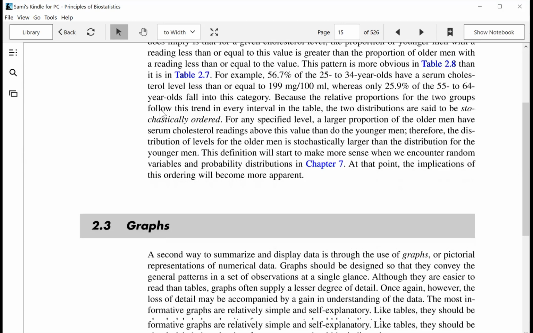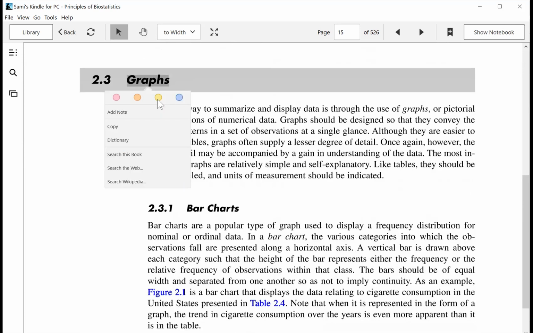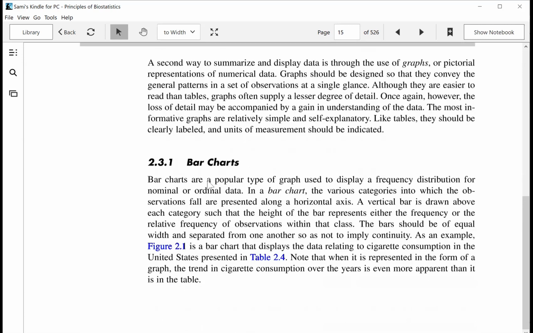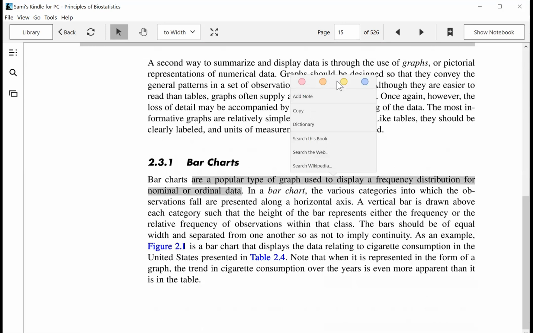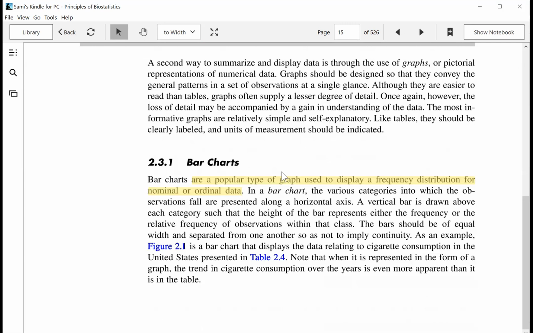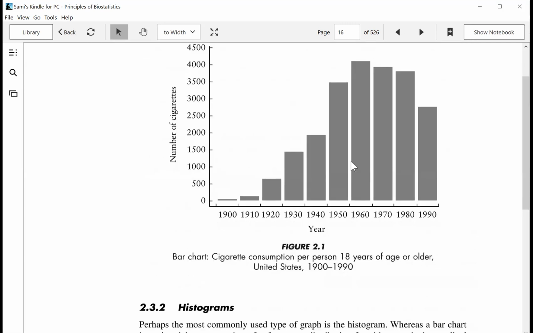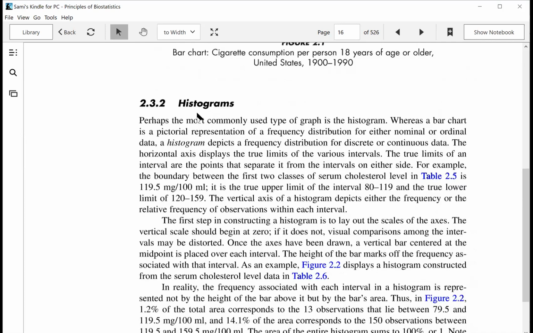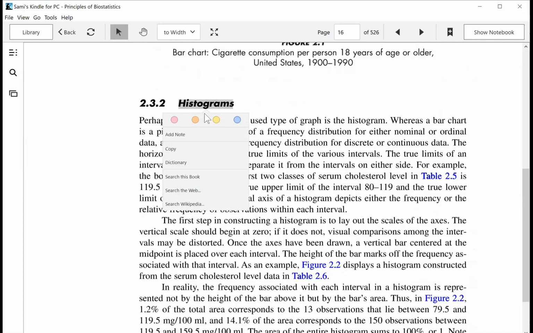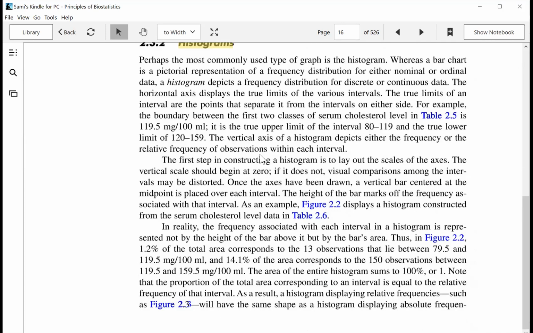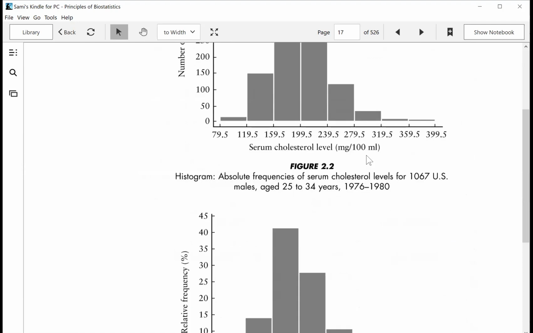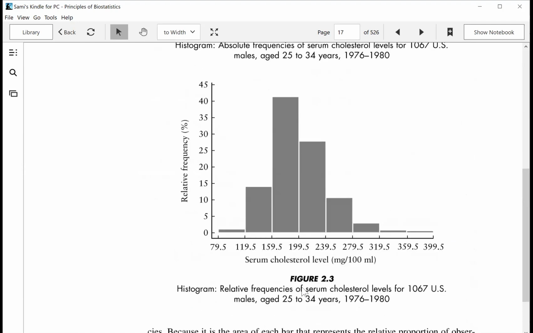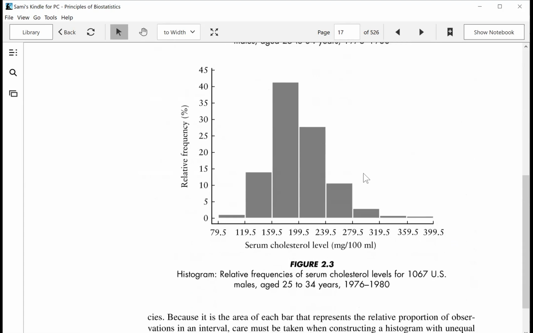So now we talk about graphs. Graphs are very important. Bar chart: a popular type of graph used to display a frequency distribution for nominal or ordinal data. And you have a bar chart here. And then this is a histogram. And this is a histogram, as you can see. Figure 2.3, where you can see another histogram.